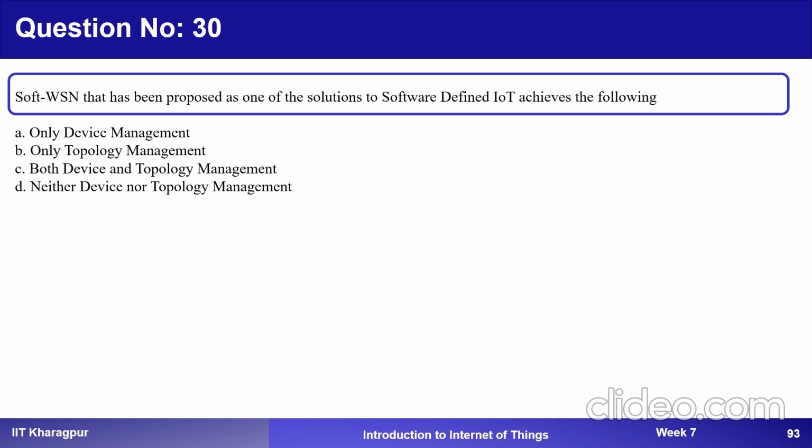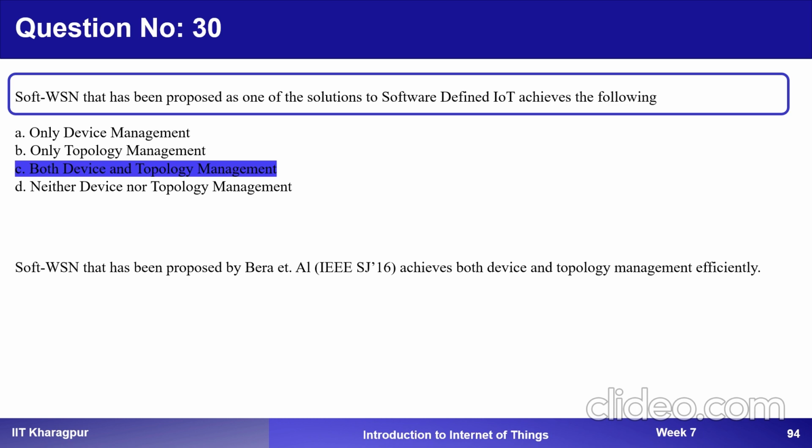Next question is, Soft-WSN, which has been proposed as one of the solutions to software defined IoT, achieves the following: only device management, only topology management, both device and topology management, neither device nor topology management. So it is used for achieving both device and topology management.